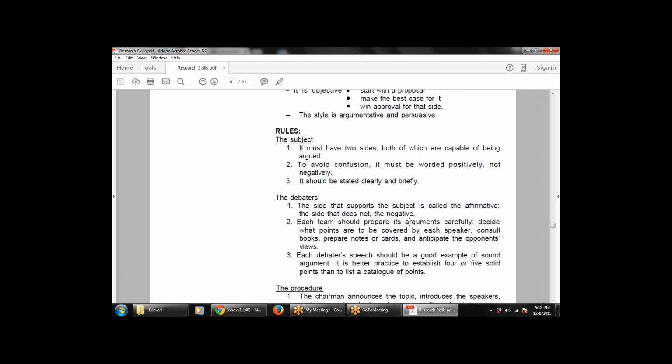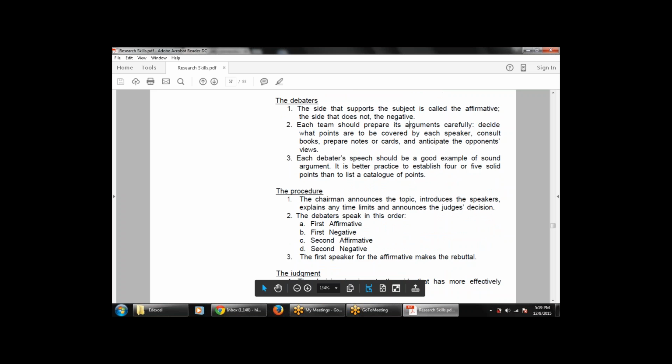Each team should prepare its argument carefully, decide what points have to be covered by each speaker, consult books, prepare notes on cards, and anticipate the opponent's view. So whatever the opponent's view, that must be considered. Then each debater's speech should be a good example of a sound argument. That means the speech must be given in a loud voice. And it is better practice to establish 4 or 5 solid points than to list a catalog of points.